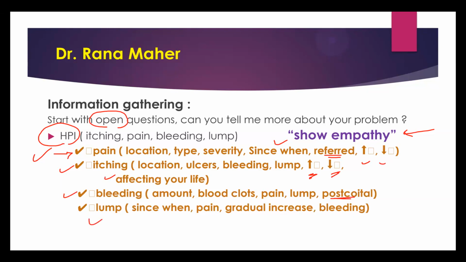The lump: now she says, I have here a mass or a lump, in layman's language. So since when did you notice that? Is there any pain with that? Is it increasing or is it constant in size? What about the size, roughly like a lemon size, a small orange size? You can use these things to know the extent of this cancer or this lump. Is there any bleeding or not? So ask the patient about them one by one.